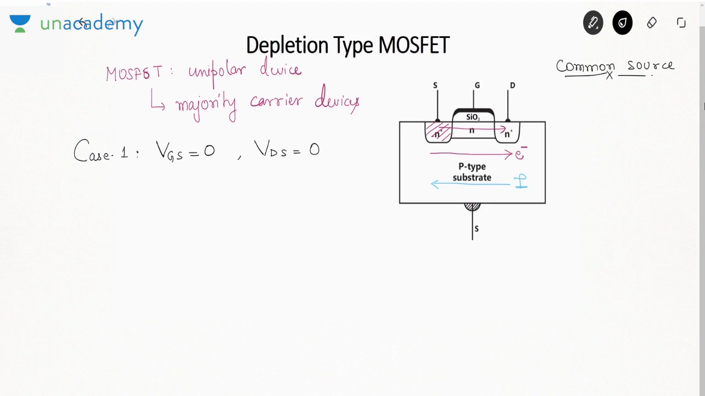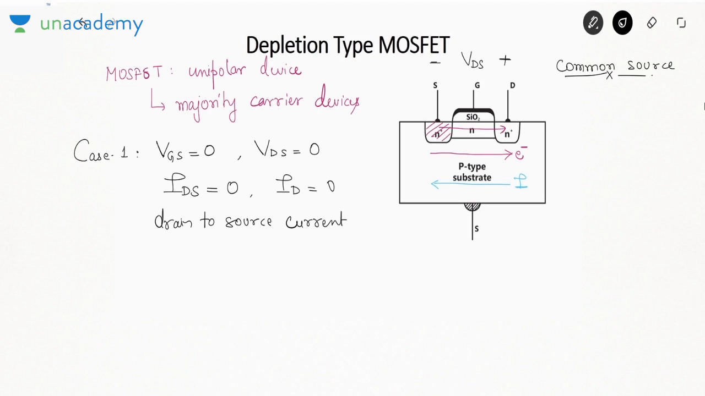Now VGS and VDS both are 0. Until you apply a potential difference between drain and source, no charge carriers can flow, and you can say that the drain to source current would be 0. This current, the drain to source current, is sometimes also referred to simply as the drain current, and it would be 0. Is it fine? The channel is present, but in order to have conduction, you have to apply a potential difference.